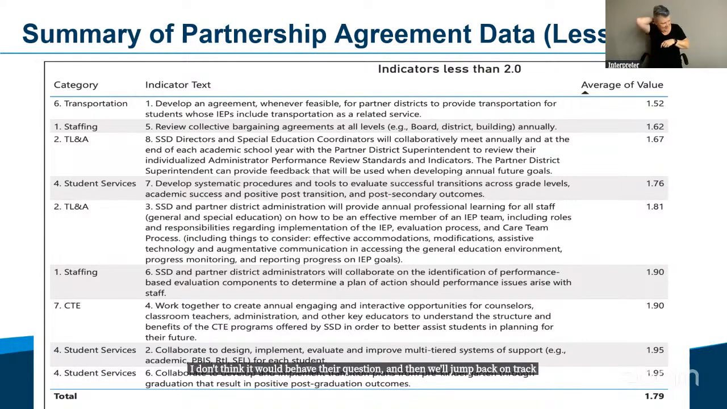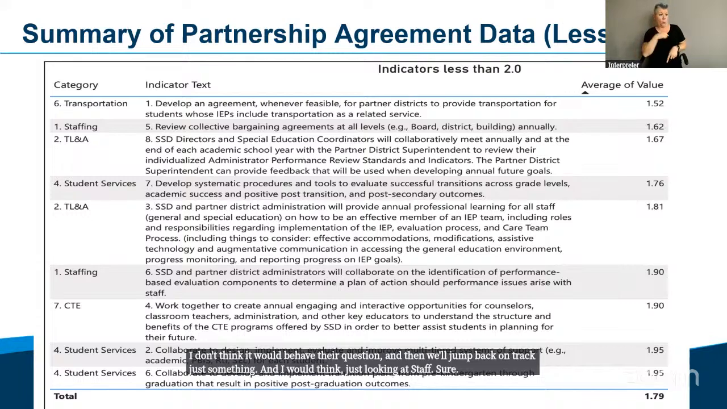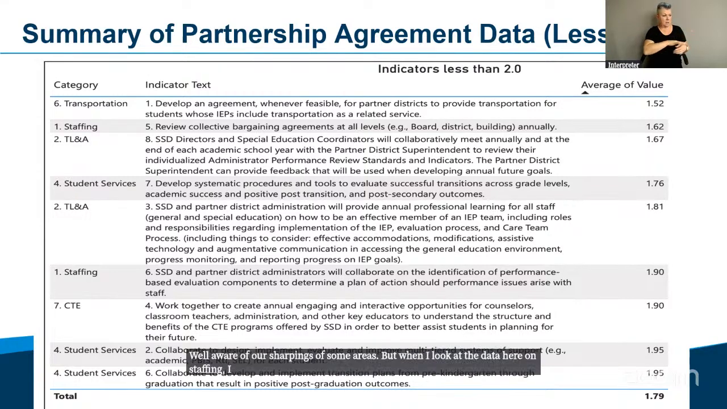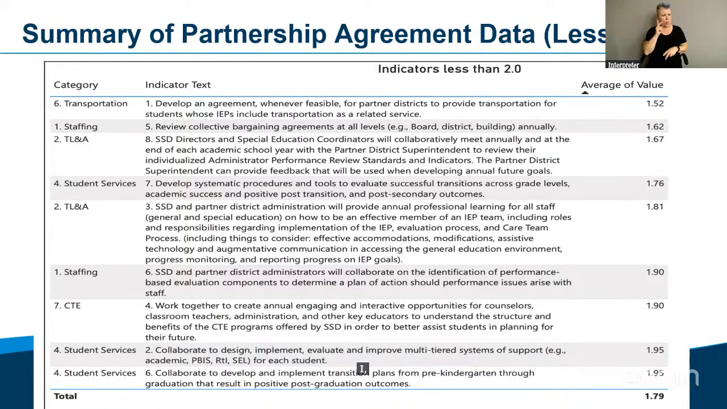Just something I'm seeing, when just looking at staffing, we monitor the staffing of how many open positions we have in every district. We're well aware of our shortfalls in some areas. But when I look at the data here on staffing, I don't see that reflected. I look at Lindbergh, that's been staffed pretty well, but yet they're only at 1.67. And so I get concerned about, is it really reflecting what our directors are doing out there? I think they're doing really well in some places. I think in others, yeah, we could shore that up. But I'm hoping we're taking in other data.